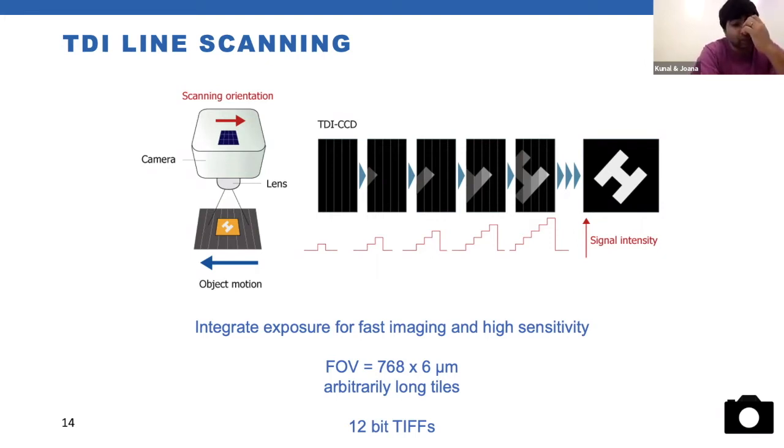And we can really do some pretty fast imaging with this field of view and this kind of camera. The field of view is 768 microns by 6 microns. So that's basically the length of the line, the width of the line, but we can acquire arbitrarily long tiles just by moving the object an arbitrarily long distance. So we can do stacks of tiles that are pretty big. And the images that are output are 12-bit TIFFs.